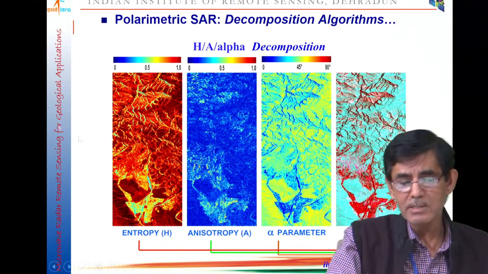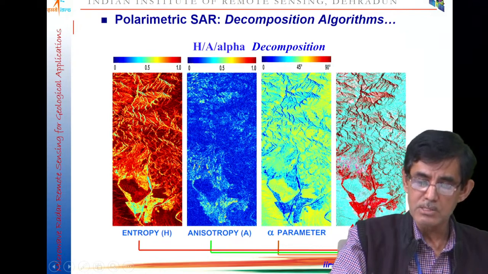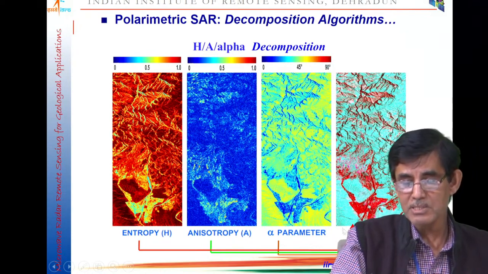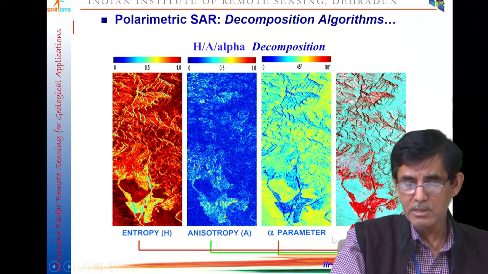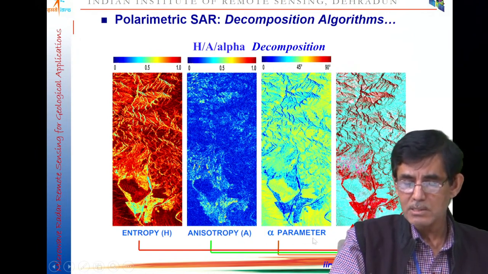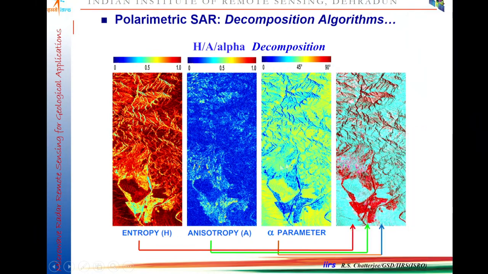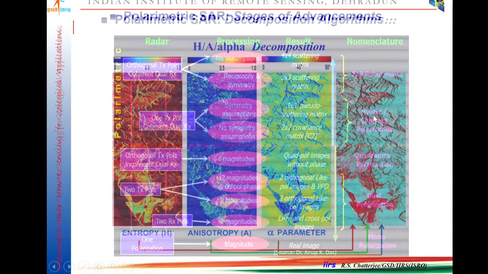So now if you combine these three together you would get a combined information of these different components, but you can separate out because you have assigned different colors, isn't it? You have assigned red for entropy, you have assigned green for anisotropy, sorry, and alpha is blue. Now if we combine them together then it is appearing like this.